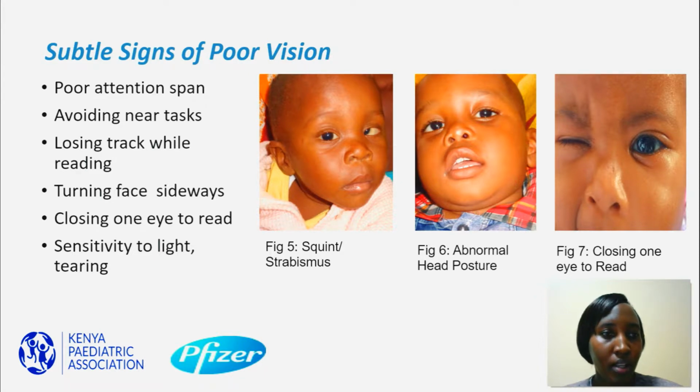books or other gadgets, and the other important sign is turning the face sideways, shown in figure 5, and closing one eye to read, as shown in figure 7. Sometimes you even have abnormal head positions, like in figure 6. Others include sensitivity to light and tearing.